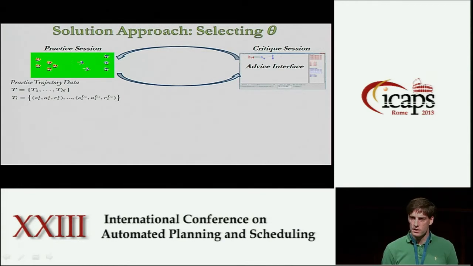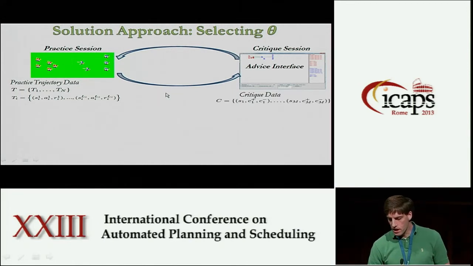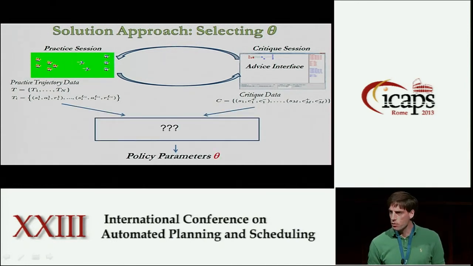So the practice sessions give us a certain type of data. It gives us trajectories that have been observed during practice, and those trajectories are of the form state, action, reward tuples, sequences of those. The critiques give us a different form of data. So it gives us a bunch of situations where we have states and good actions, sets of good actions and sets of bad actions. Some of these sets might be empty, some might have more than one action in them. All right? And the question is, how do we combine this data to get a policy?